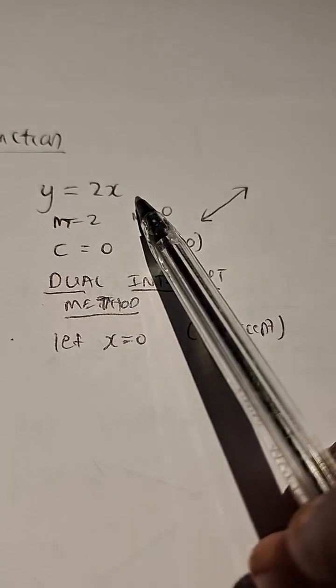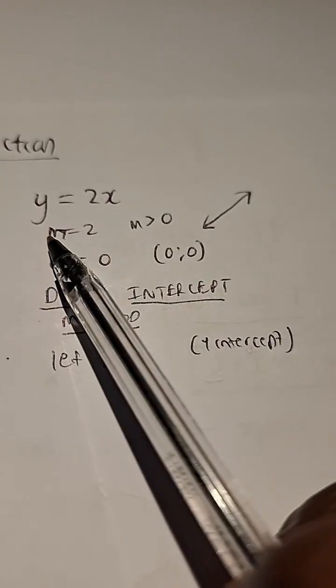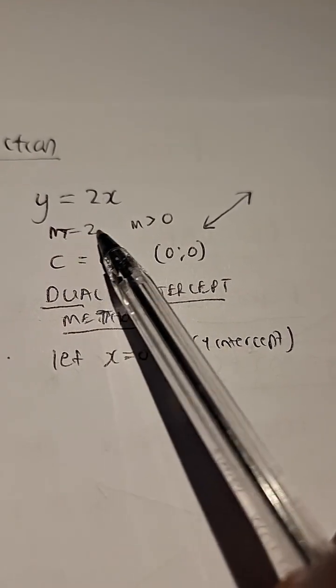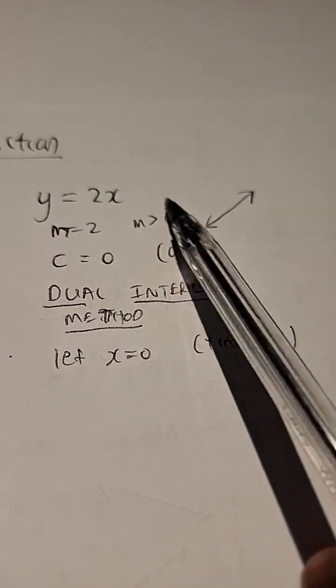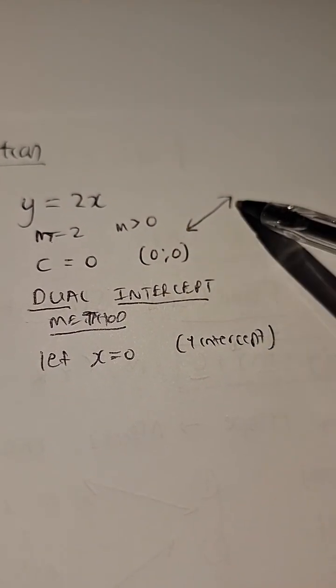Okay, so I said y is equal to 2x. This is the straight line function. It's in standard form. Then I asked, what's the gradient? You answered me. You said gradient is 2. Then I said, since it's positive, that means the gradient is positive. So what shape are we expecting? We are expecting an increasing function.